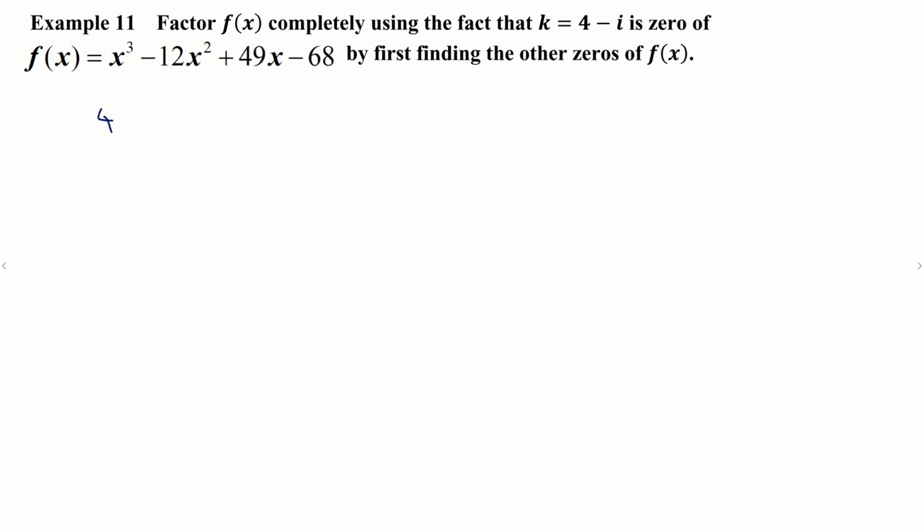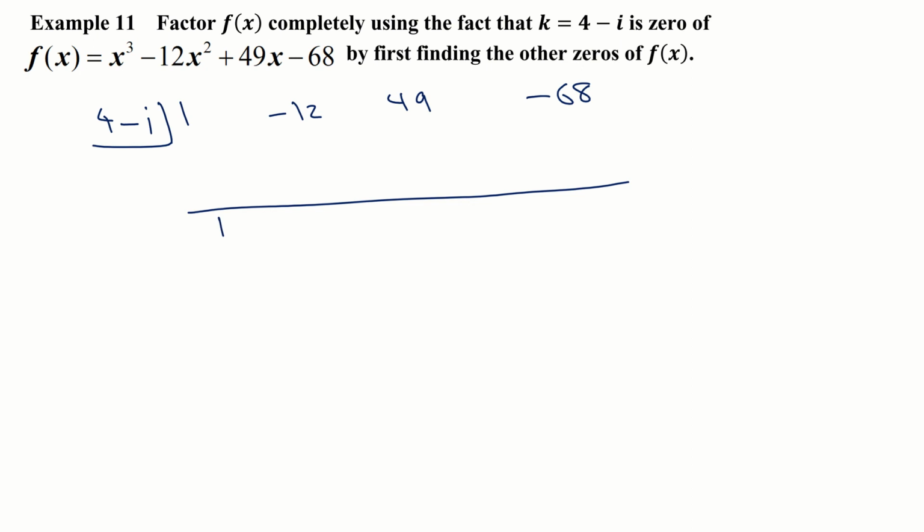So I'm going to go ahead and put 4 minus i in the little box, and we're going to go ahead and perform synthetic division. I notice these are in descending order. There are no missing terms, so I have 1, -12, 49, and -68. The 1 drops down, so I get 1 times 4 minus i, that's 4 minus i. Now we combine these two, so the real parts can combine, so we get -8 minus i.